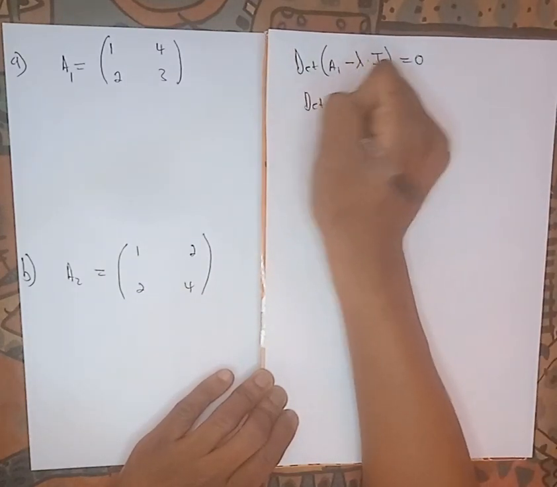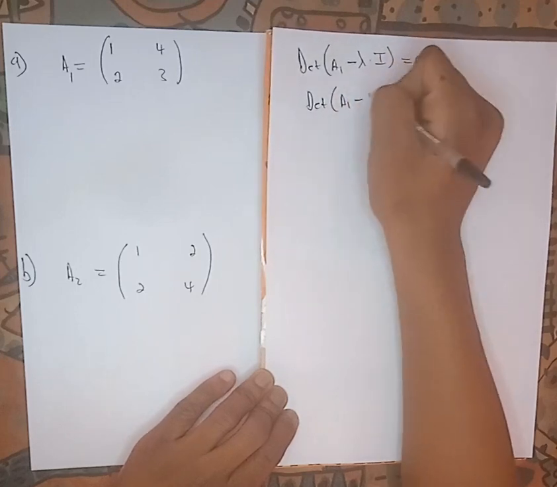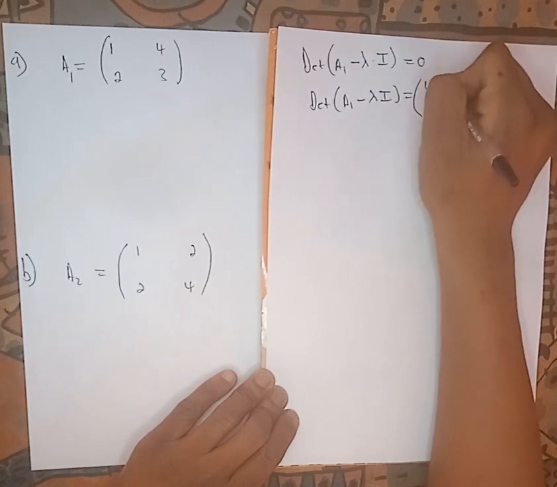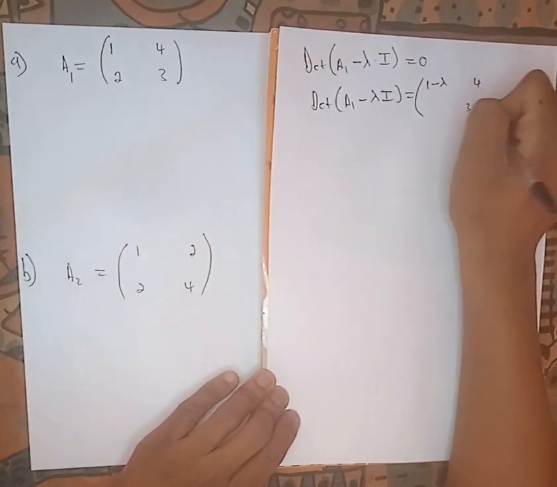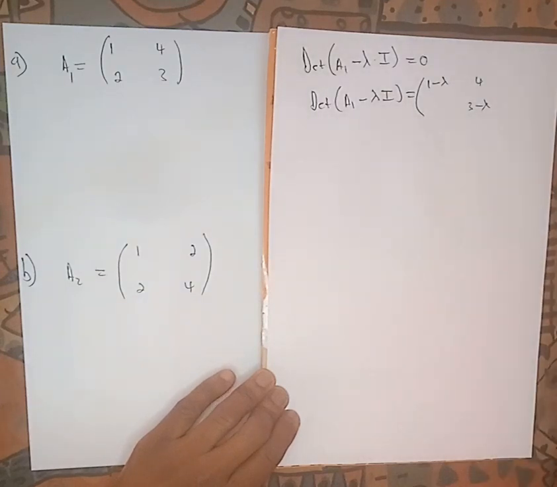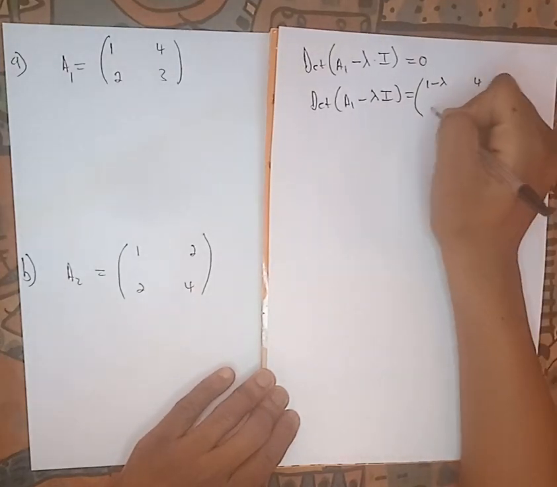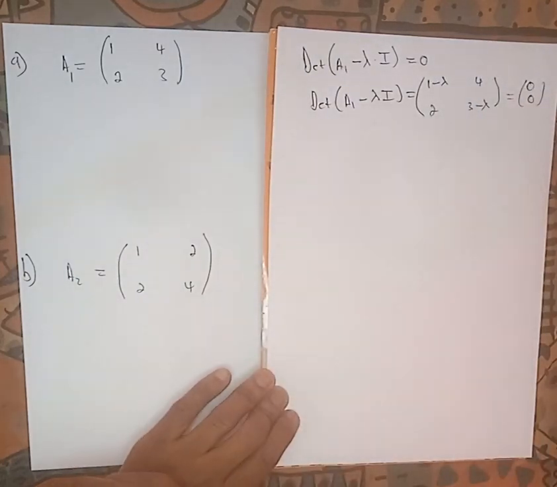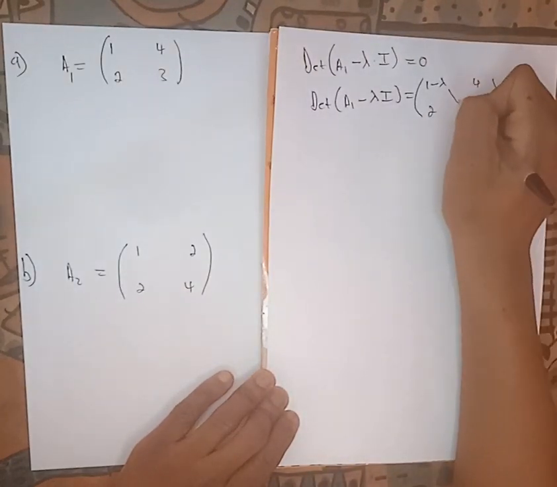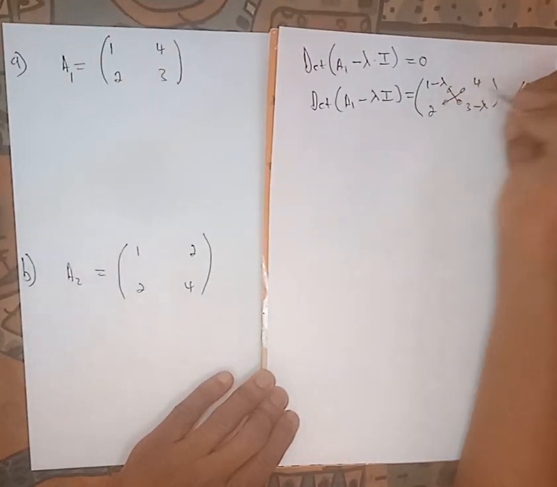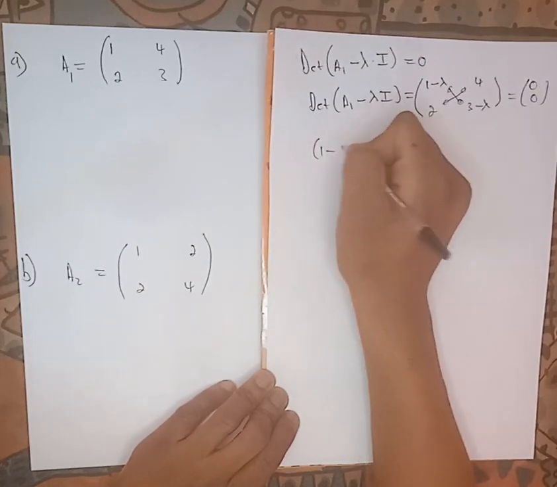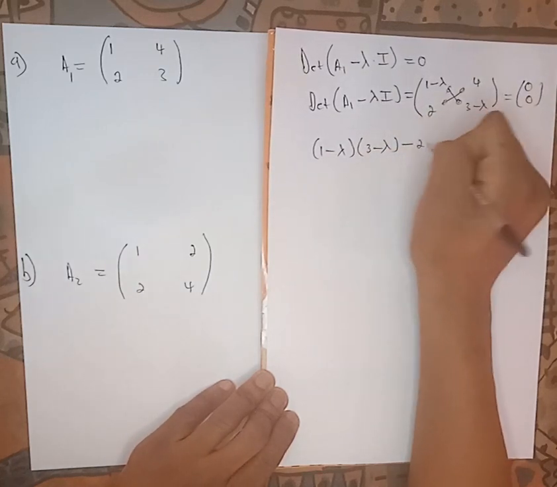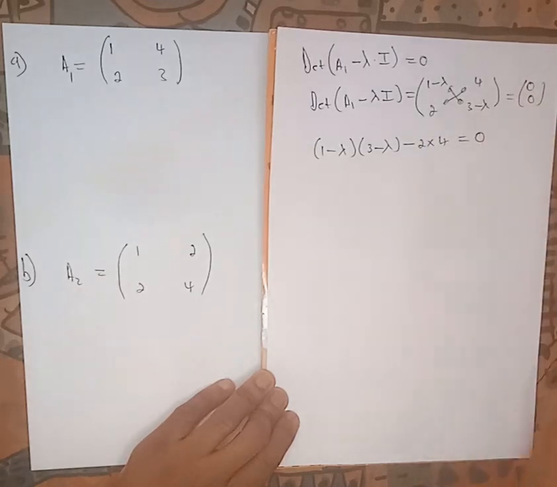So my determinant of this matrix A1 minus lambda I will be the same as 1 minus lambda, 3 minus lambda. Remember, we are subtracting lambda diagonally according to this. So this will be 2 and this will be 0 and 0. In order for us to find the determinant of this, we are going to take this multiplied by this and this one multiplied by this and subtract it. So it will be 1 minus lambda, 3 minus lambda, minus 2 times 4, which is all 0.